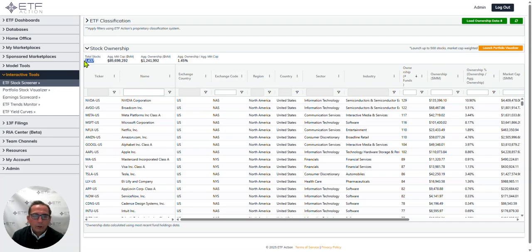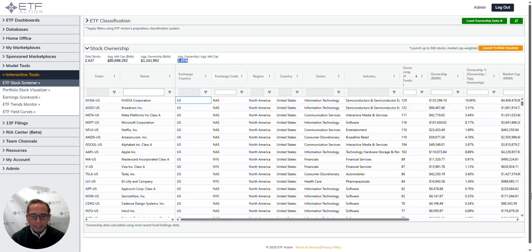I can see there's 2,437 stocks held across those ETFs, $85 trillion aggregate market cap. The aggregate ownership ties out to the AUM of the ETFs, so 1.24 trillion. And then I can see the aggregate ownership. So these ETFs own about 1.45% of the outstanding market cap of these companies. Obviously, if I added in blend and other categories, that number would go way up. But I really want to highlight and showcase the large cap growth space.